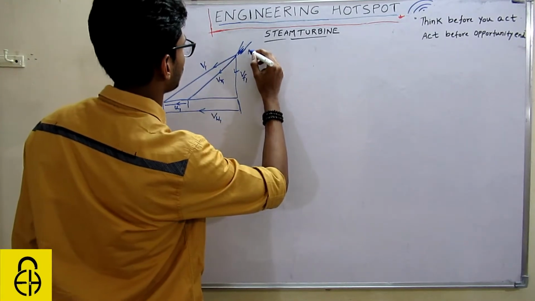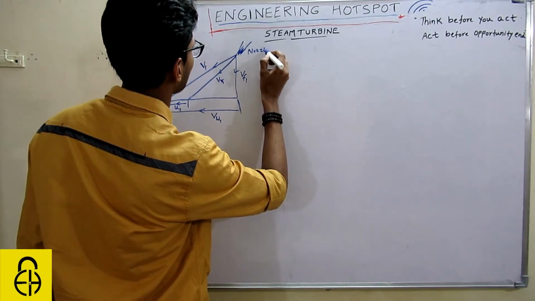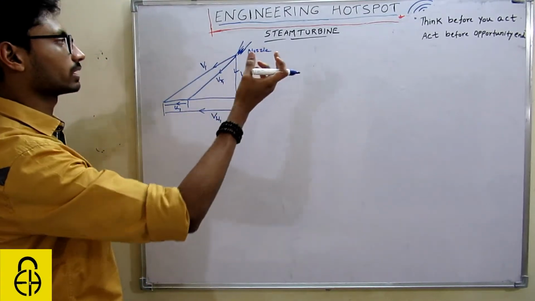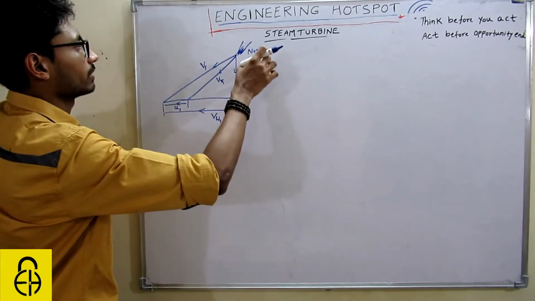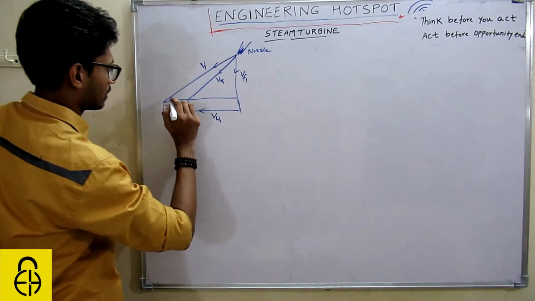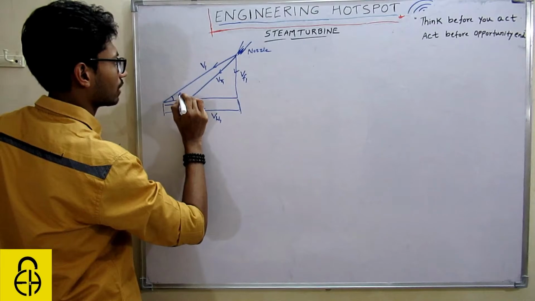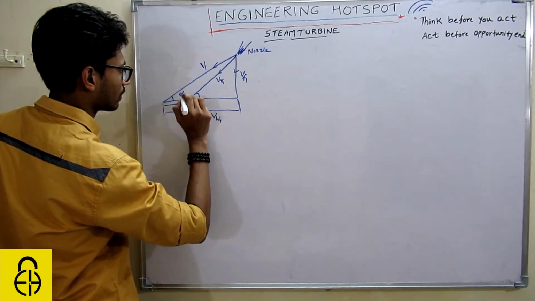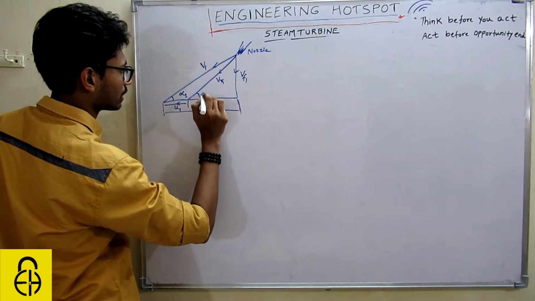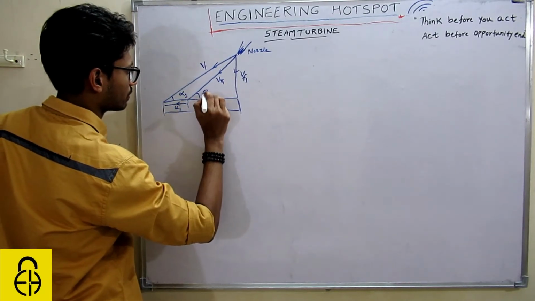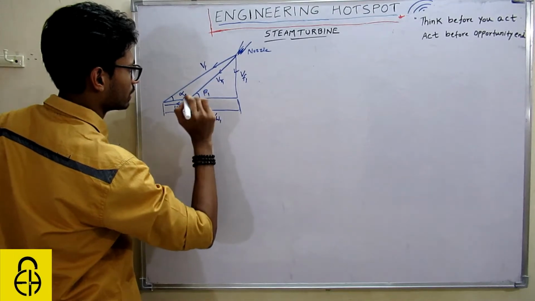This is the nozzle. You can consider it as a nozzle in the case of an impulse turbine, and a fixed blade in the case of a reaction turbine. This angle will be alpha 1, the inlet nozzle angle, and this will be beta 1, the inlet blade angle.